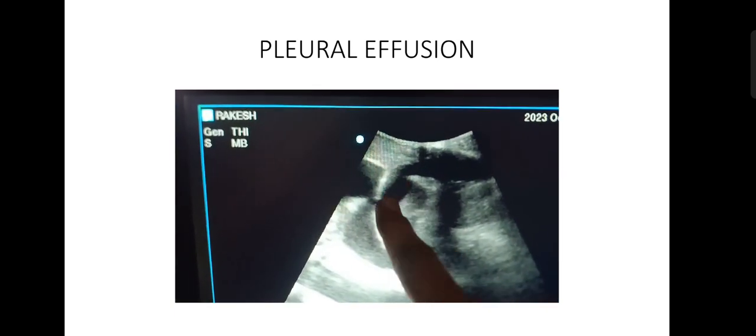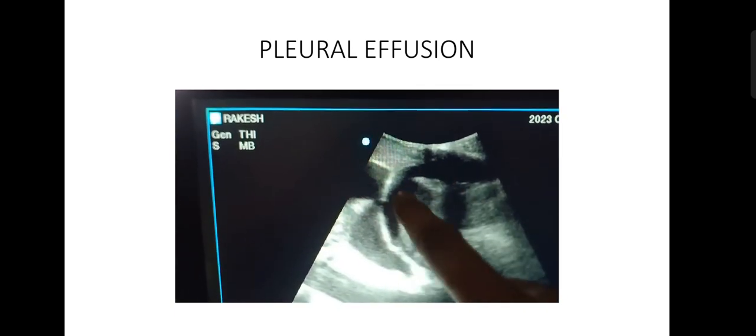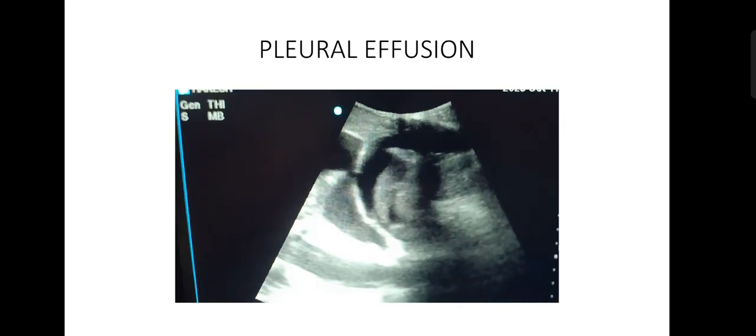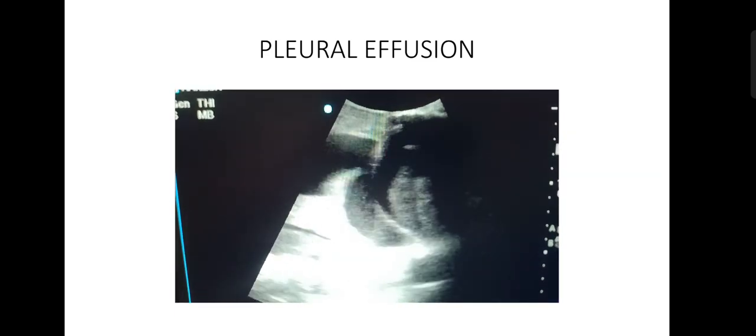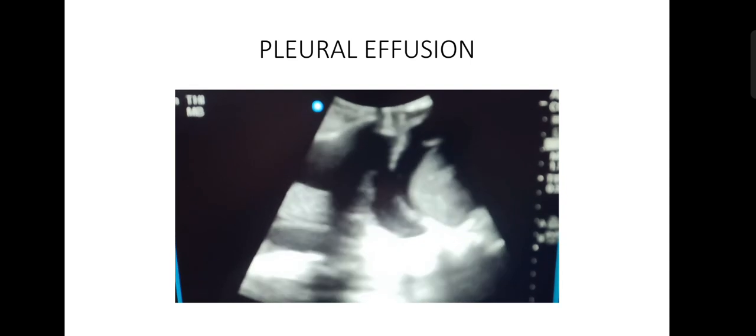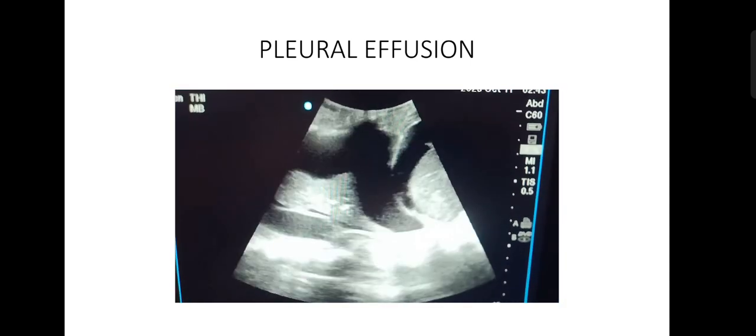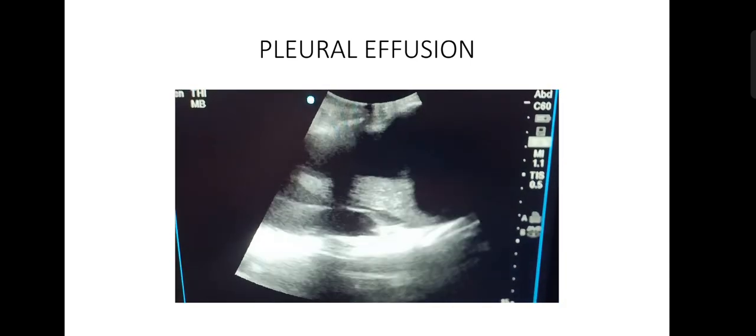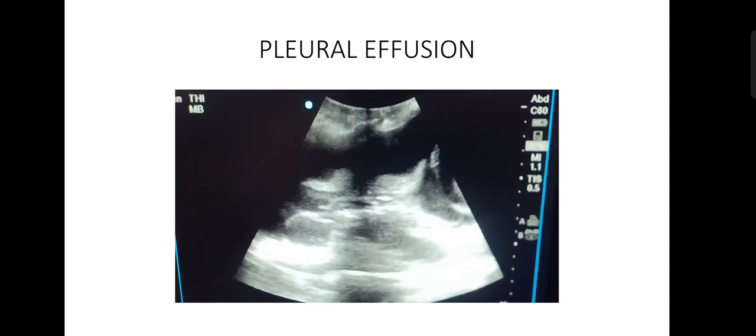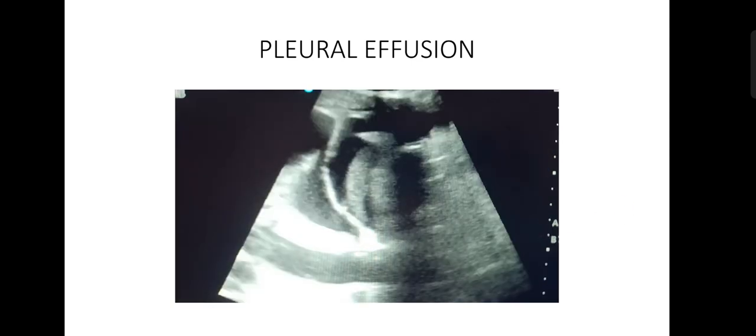You see, I've just made a still image and you can see fluid below the diaphragm, also just above the spleen. So this is a patient who has both pleural effusion and ascites. There is fluid both below and above the diaphragm. So whenever we look for pleural effusion, we should ascertain whether the fluid is above or below the diaphragm. Here it was on both sides of it.